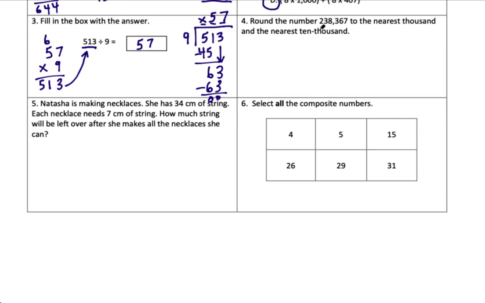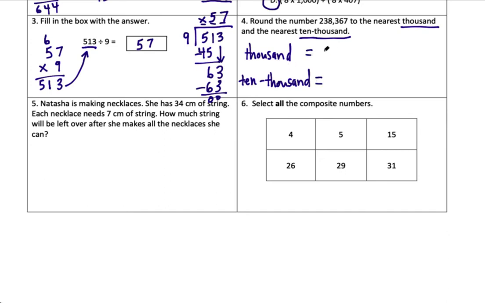Number 4, round 238,367 to the nearest thousand and to the nearest 10,000. So you have to round it twice. So I'll do 1,000 and then 10,000. So I have to round it two ways.